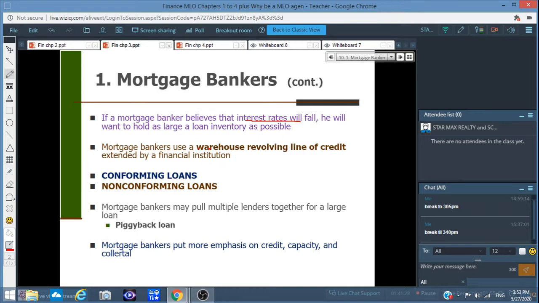Mortgage bankers use a warehouse revolving line of credit extended by a financial institution.